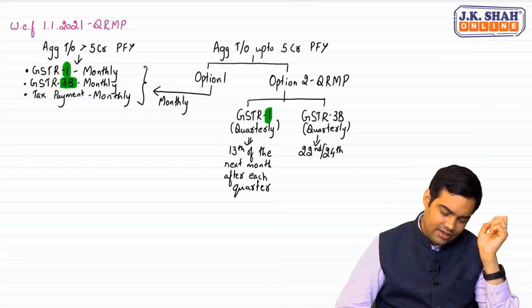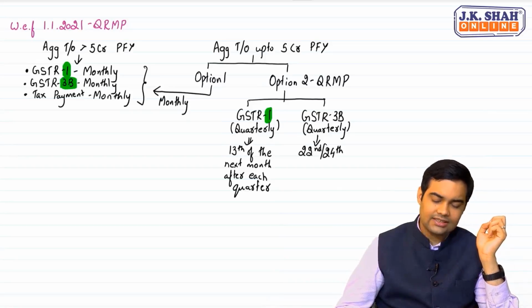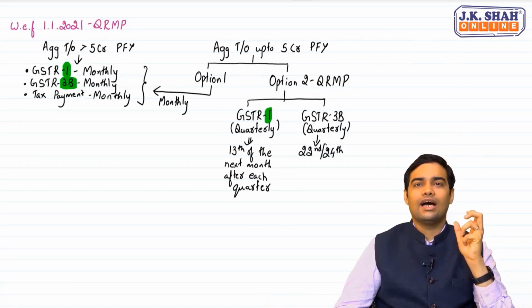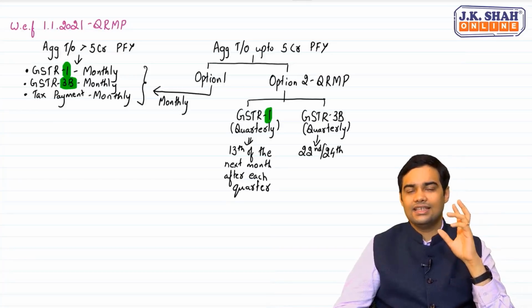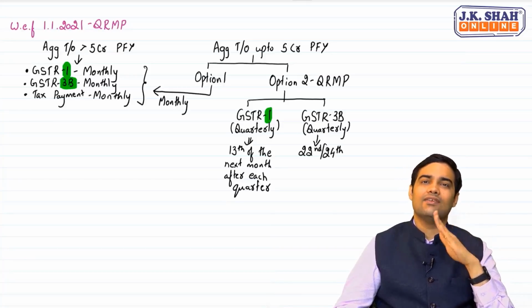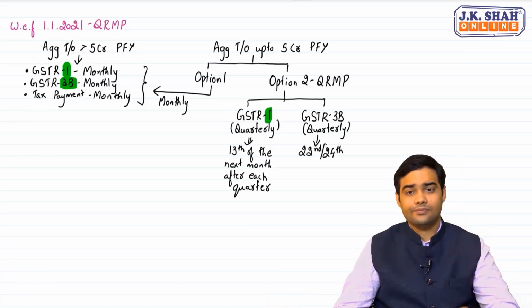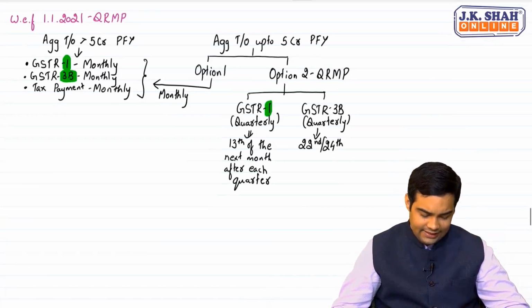GSTR3B here is 20th. Here it is 22nd, 24th. Some states 22nd, some states 24th, to avoid rush on the portal on a particular day. That's the reason behind keeping it different for different states. Yes? Okay. Then, the law is very clear with one thing.